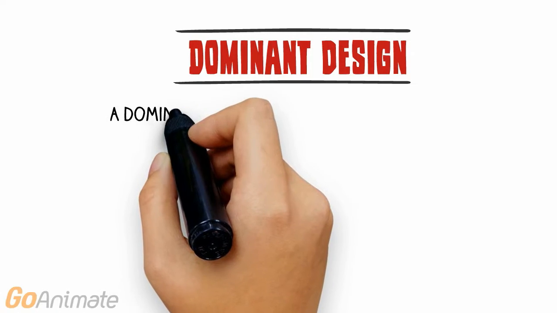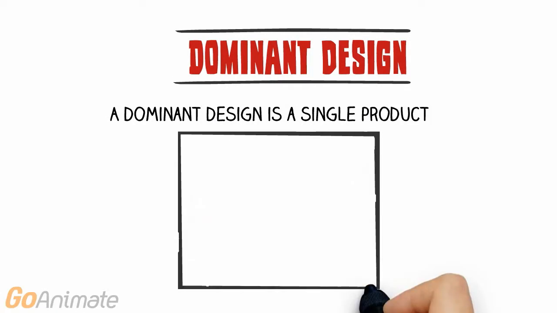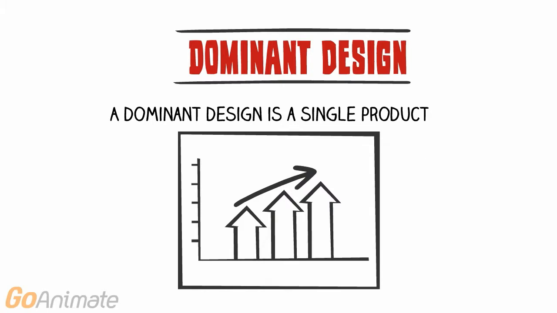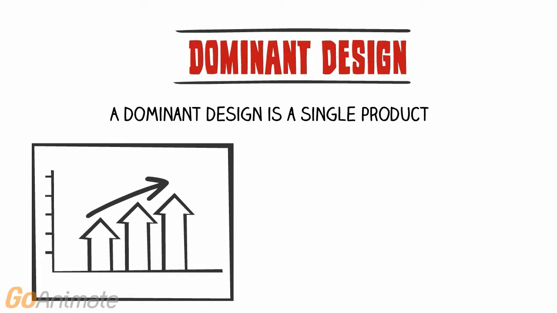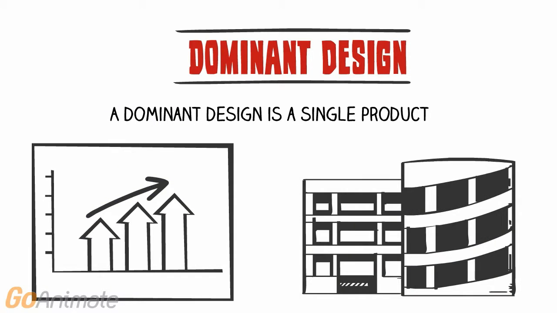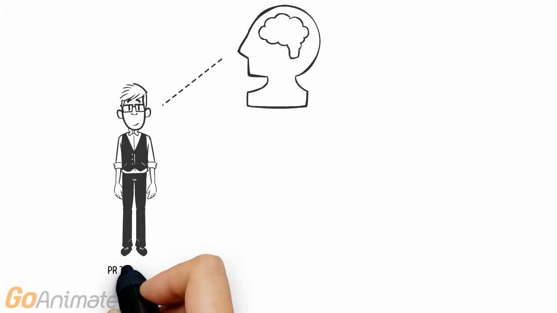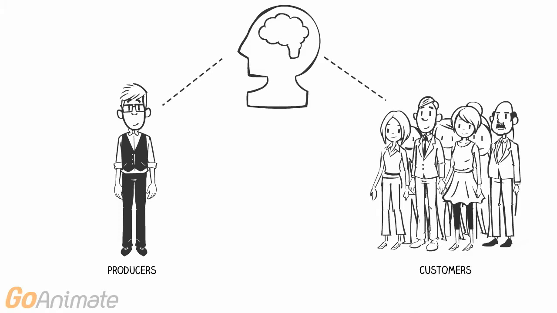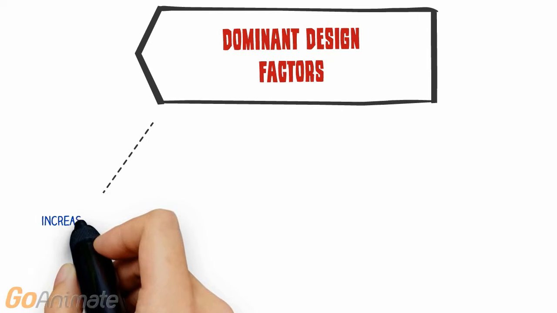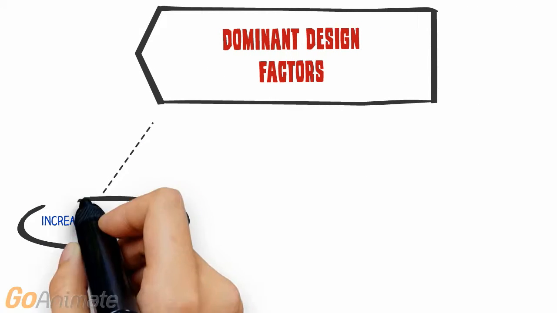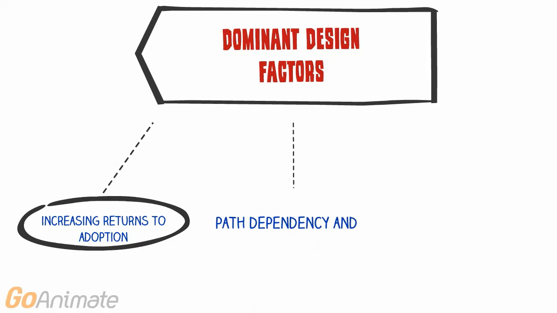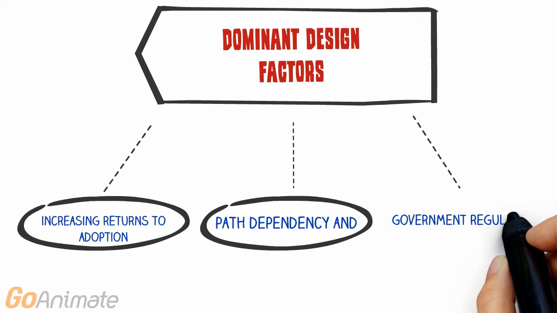Dominant design. A dominant design is a single product or process architecture that dominates a product category. It has become a standard for the industry. Dominant designs influence the knowledge that is accumulated by producers and customers. Primarily, there are many factors that drive a market to the dominant design. These factors include increasing returns to adoption, path dependency, and government regulation.